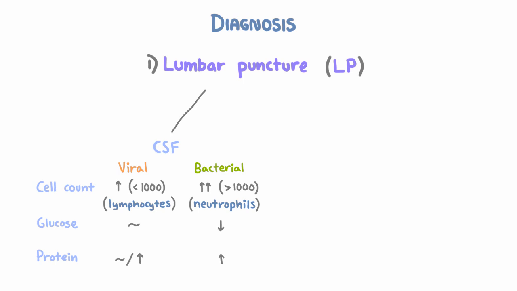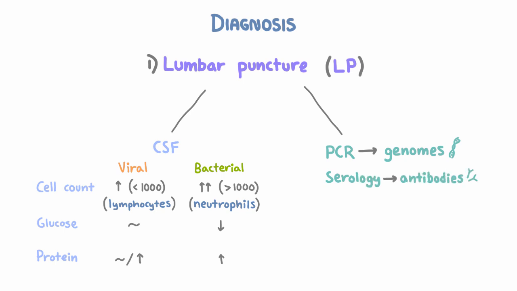Now, the second thing you can do with the CSF is to actually test for specific viruses. And the mainstay is to use PCR to look for viral genomes. Occasionally, you might use serology to look for antibodies against a specific virus, and rarely you'll do a viral culture to see if you can actually grow a certain virus. So that's what you do with an LP.